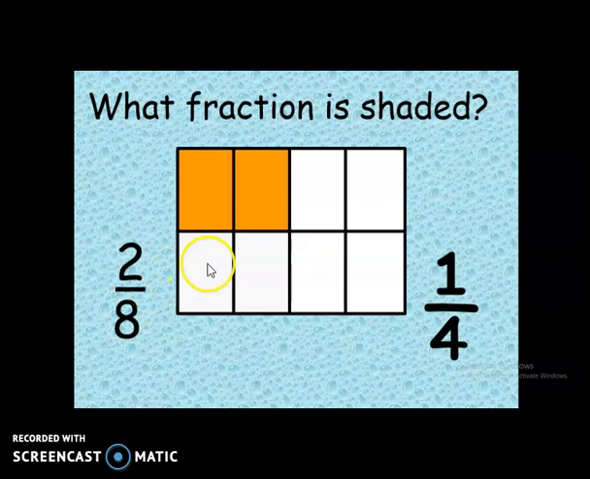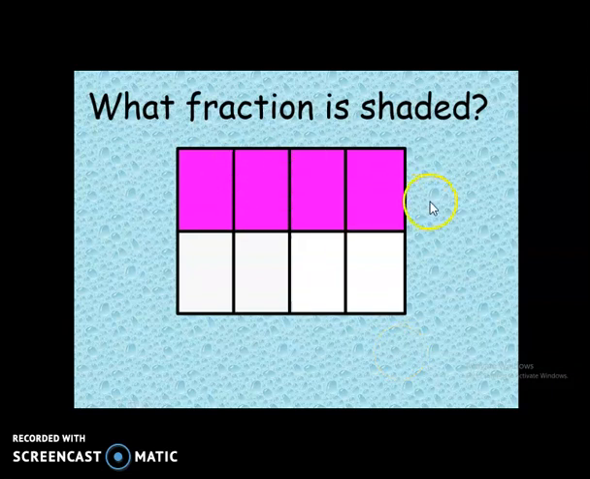If it is 2 out of 8, it is the same as a quarter. Why are we saying it is the same as a quarter? It is the same as a quarter because you have 2 here. You can divide 2 by 2, which is 1. And then you divide 8 by 2, you get 4, which is a quarter. Okay? Good.